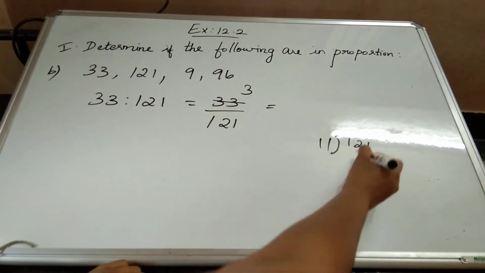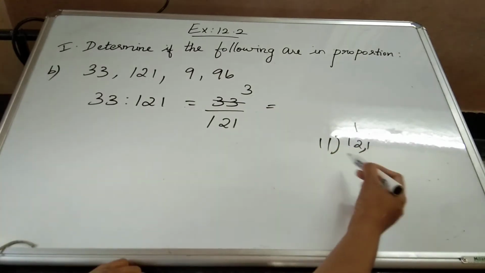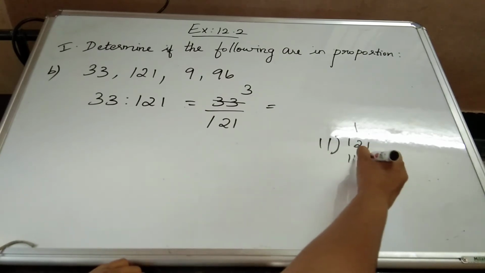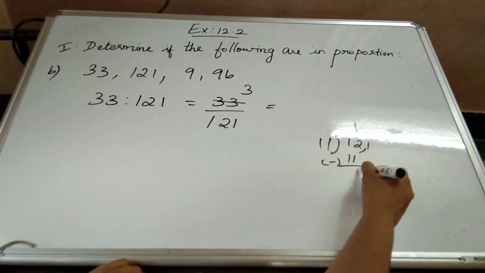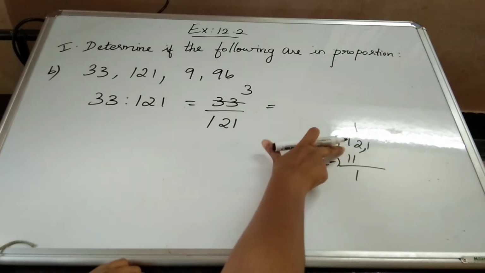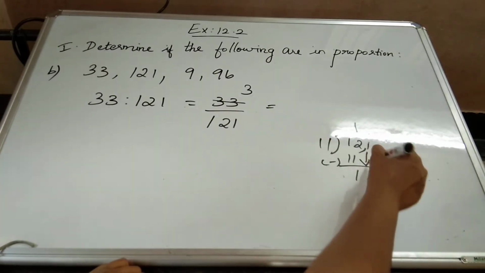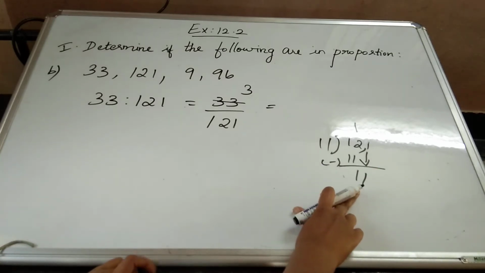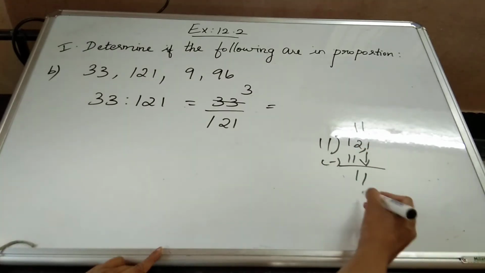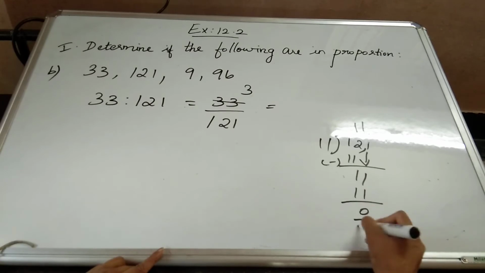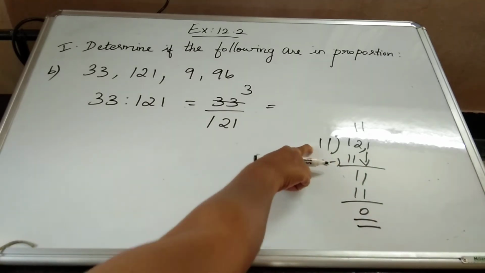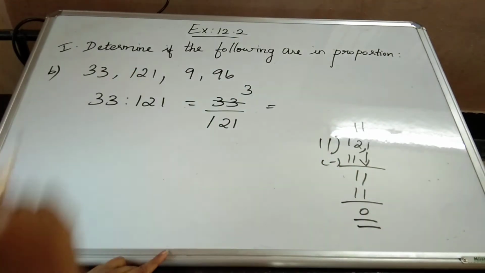So I can take 12. 11 ones are 11 and the remainder is 1. 2 minus 1 is 1. 1 minus 1 is 0. I have to bring down this 1. Now again I am having 11. 11 1 times 11 and the remainder is 0. So in the 11 table, 11 into 11 is 121.